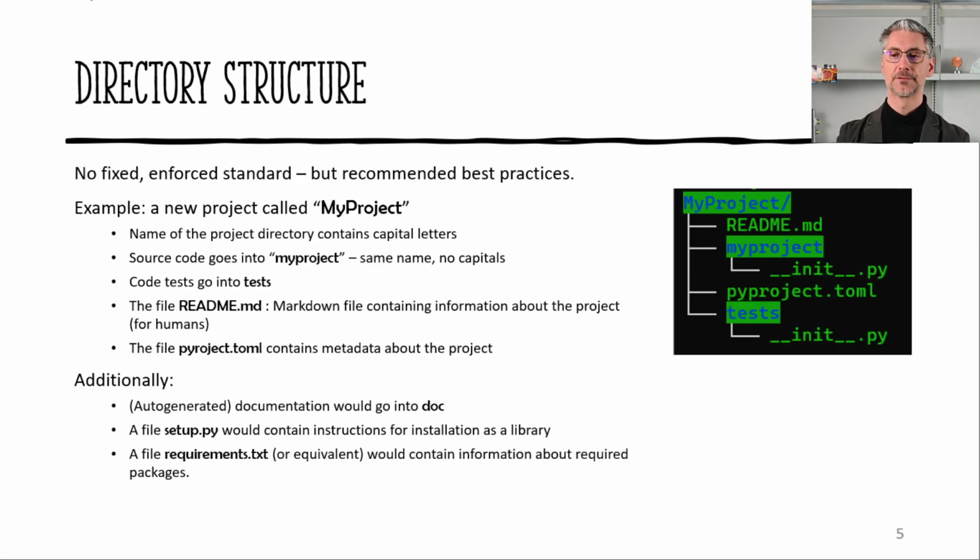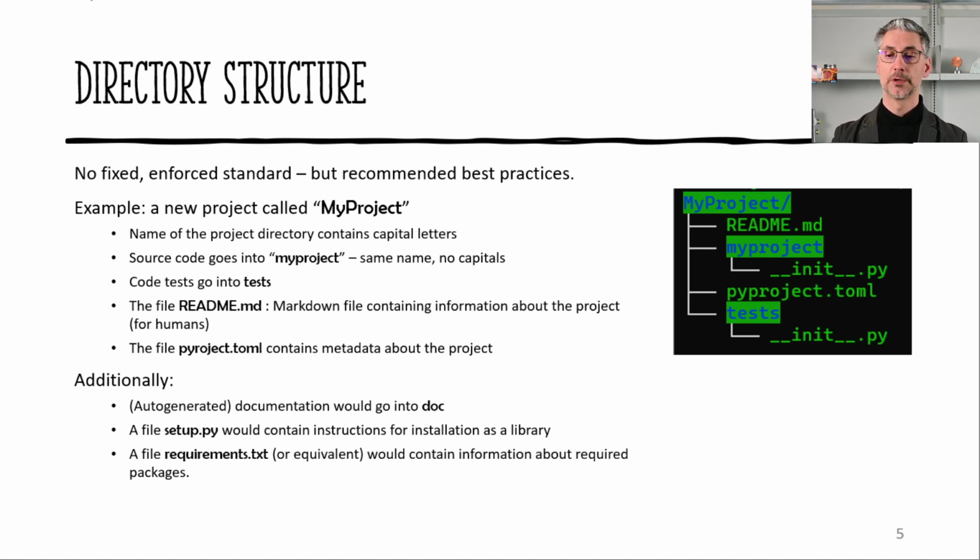A sample directory structure is like this, so there is no really fixed mandatory structure or an enforced standard, but there are some recommended best practices. For example, our new project would be called MyProject with capital letters, like my in capitals. And this is one of the conventions that we use, and the source code goes into a directory called myproject with all lowercase. Of course, you can also use src or source or something. So as I said, there is no fixed enforced standard, but most people tend to follow these.